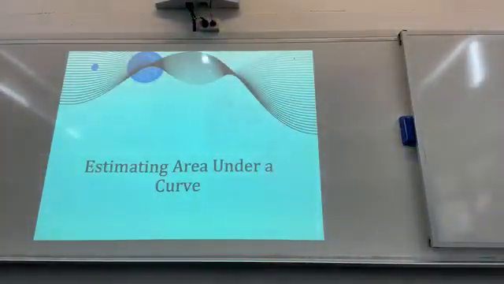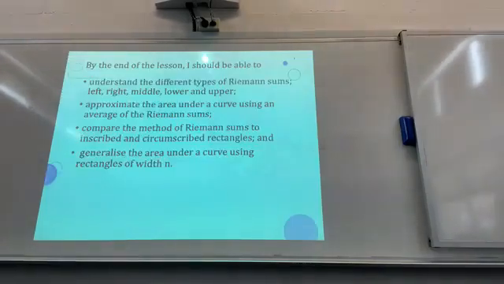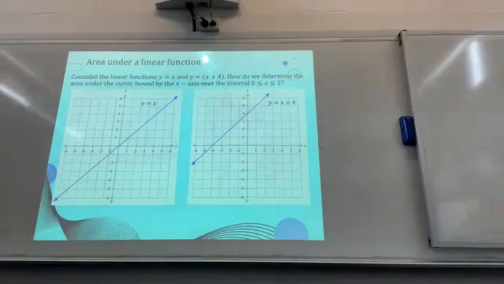So this is the introduction to the fundamentals of calculus, because eventually we're going to look at definite calculus. All right. So now you need to understand the different types of Riemann sums: left, right, middle, lower, and upper. All right. Approximate the area under a curve using an average of the Riemann sums. Compare the method of Riemann sums to inscribed and circumscribed rectangles, and finally generalize the area under the curve of width n. All right. Let's start.